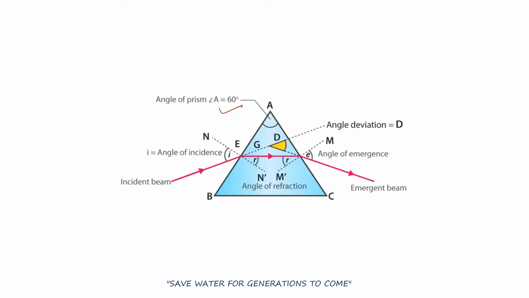It is formed between the original path of the incident ray when it is produced forward, and this is the emergent ray, and between these two rays this angle of deviation is formed. And this angle between normal and emergent ray is angle of emergence. Okay, now let's perform the experiment.